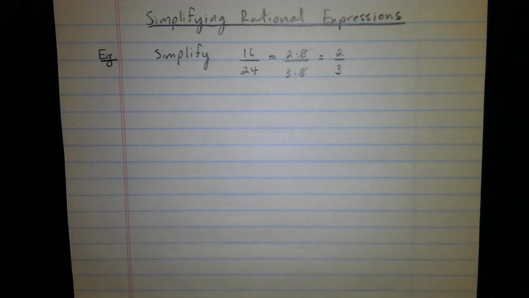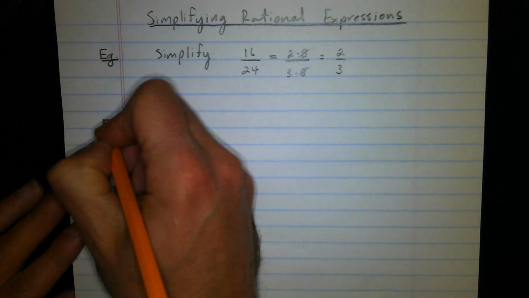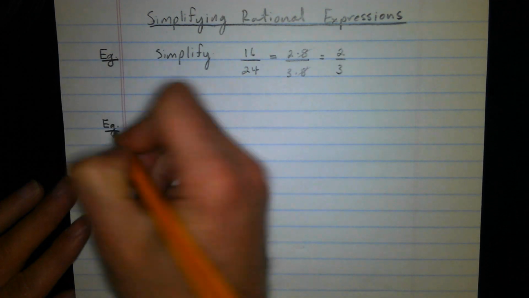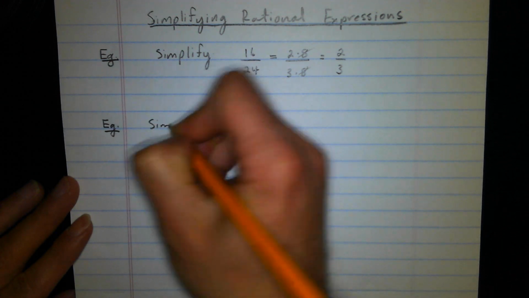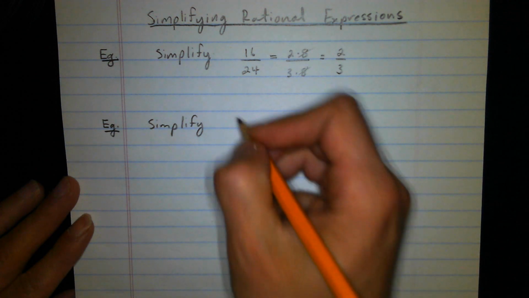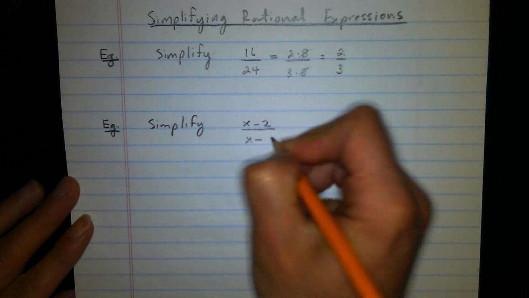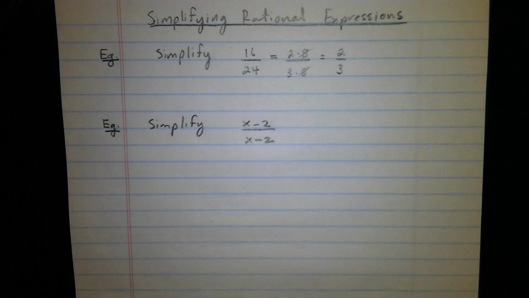Pardon me. Okay, so let's try this with a rational expression. I'm just going to start with a very basic one because it's going to lead us into some other topics here. So let's look at this. Let's simplify x minus 2 divided by x minus 2. Alright, well, there's really not much to it.